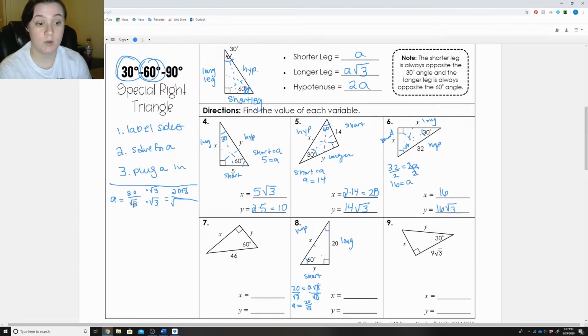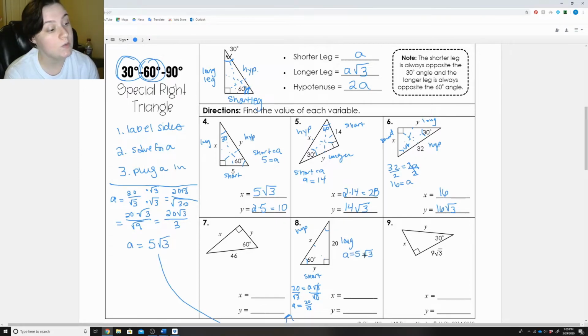We can put this stuff underneath the square root together. So 3 and 3 are both underneath the square root, so 3 times 3 is still there. Can't do anything to 20 or square root of 3 on the top. But on the bottom, 3 times 3 gives us square root of 9 here. Square root of 9 is 3. So we can write that 3 in place of square root of 9. And then if we take 20 divided by 3, it's going to give us 5. And then we still have this square root of 3. So since a equals 5 times the square root of 3, we can go ahead and solve for x.